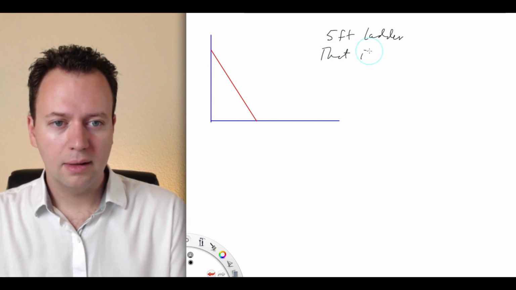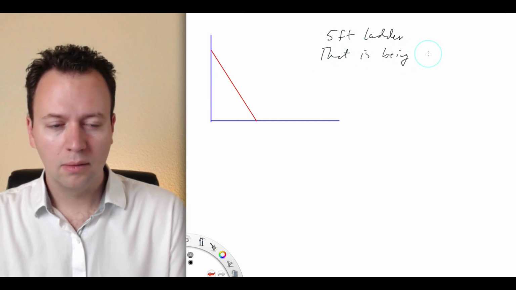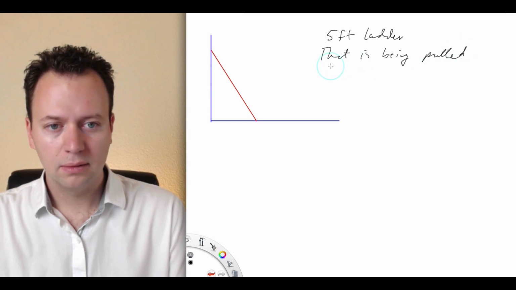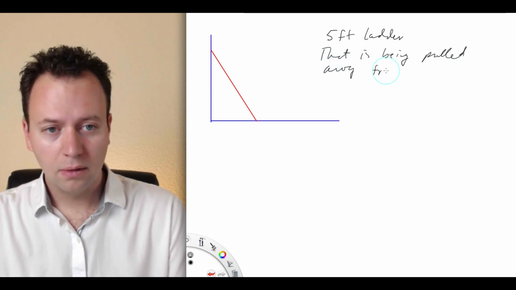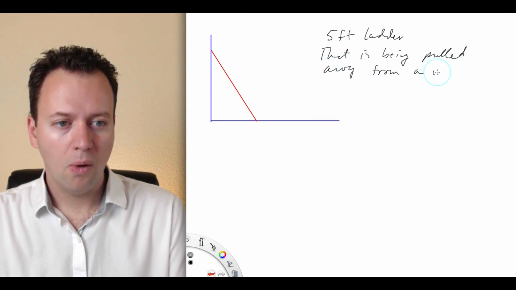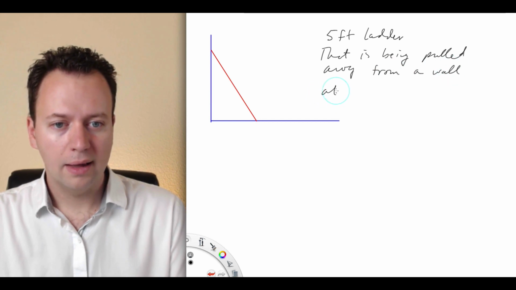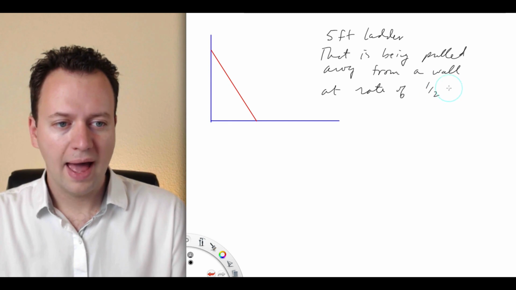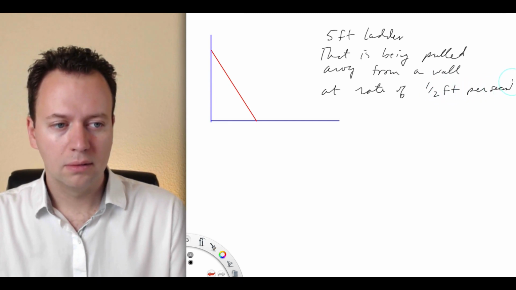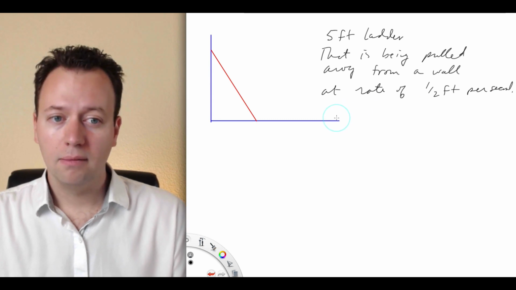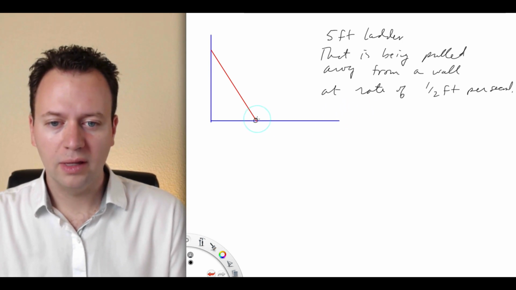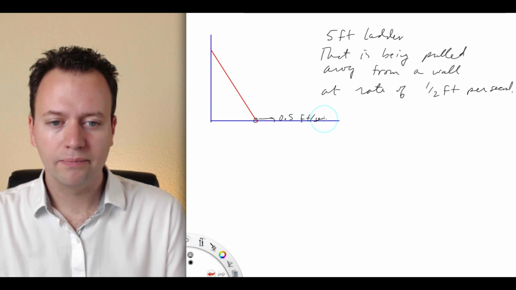that is being pulled away from a wall at the rate of, let's say, 1/2 of a foot per second. So basically somebody's pulling the base of the ladder at 0.5 feet per second.